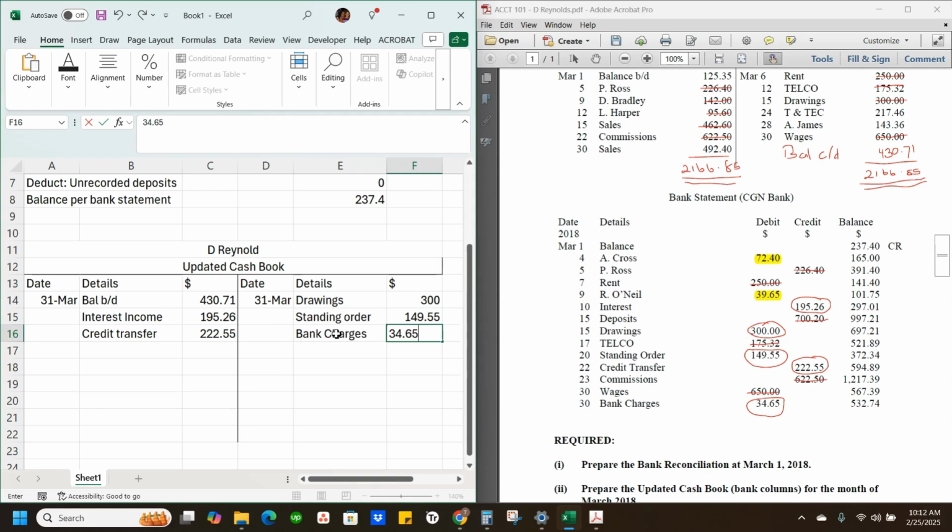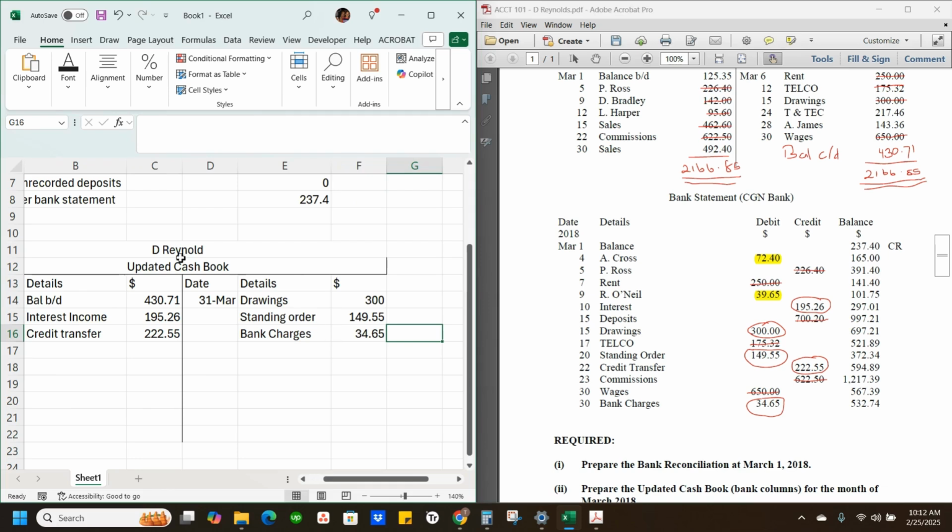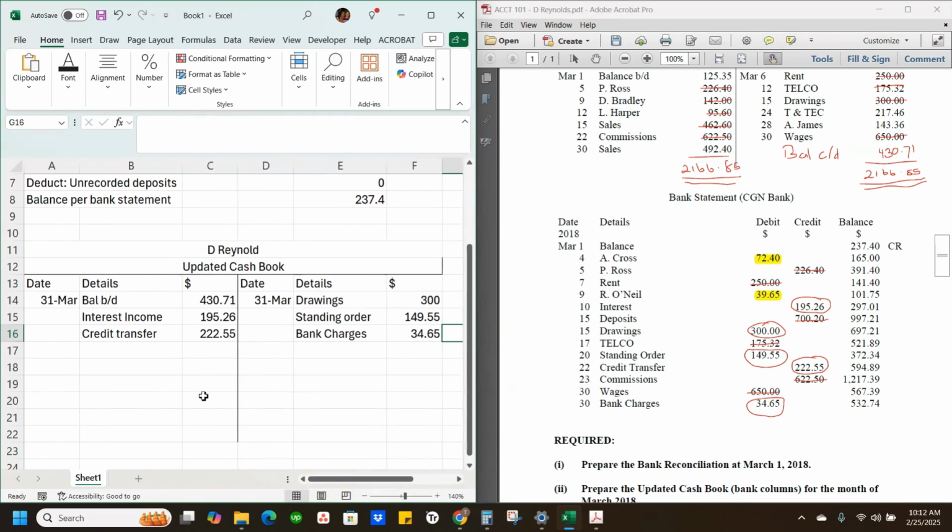Now, there are no additional notes in this question that we have to factor in, so we can just go ahead after we've entered all the details from that bank statement in our updated cash book and balance our cash book. So let's see which side is bigger. The debit side is 848.52, while the credit side is 484.2. So our balance carried down will be on the credit side of our cash book. So we can do our totaling.